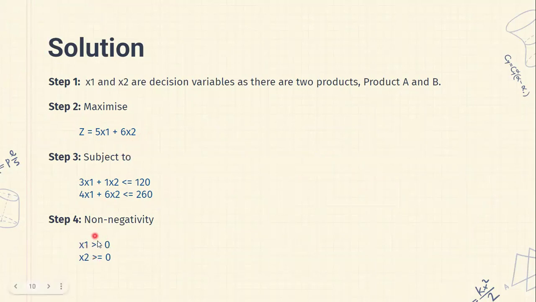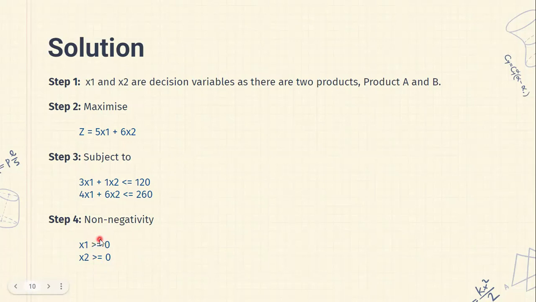Now the last step is non-negativity, where we only have to write down our variables and eliminate the negative part. So we will write x1 is greater than or equal to 0 and x2 is greater than or equal to 0. This way, all of the negative values would be eliminated and only positive values would be counted.